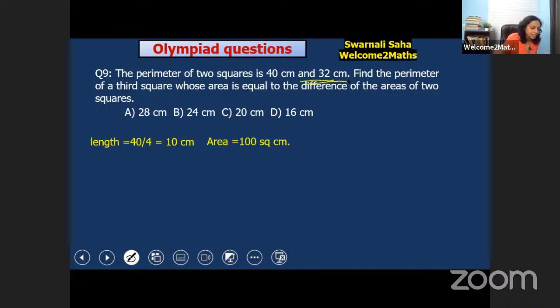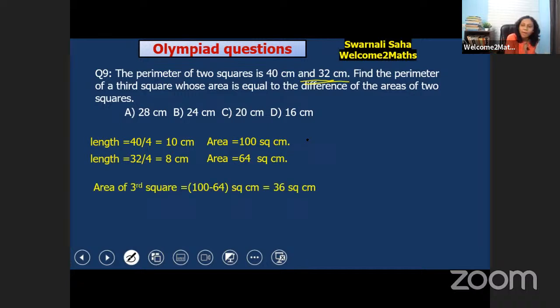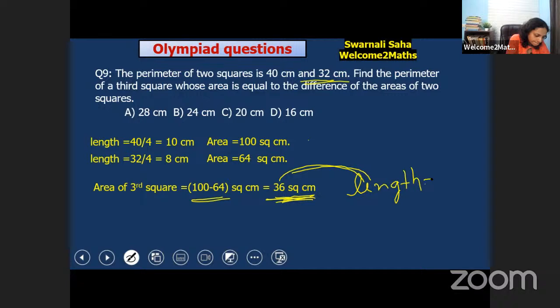Now, next is 32 centimeters. So length would be 32 by 4, that is 8 centimeters. So area would be 8 square, that is 64 square centimeter. Fine. Now what we have to do is for the third square, 100 minus 64, and it is 36 square centimeter. So now 36, as we all know, 36 square centimeter. So that means the length of the third square would be how much?